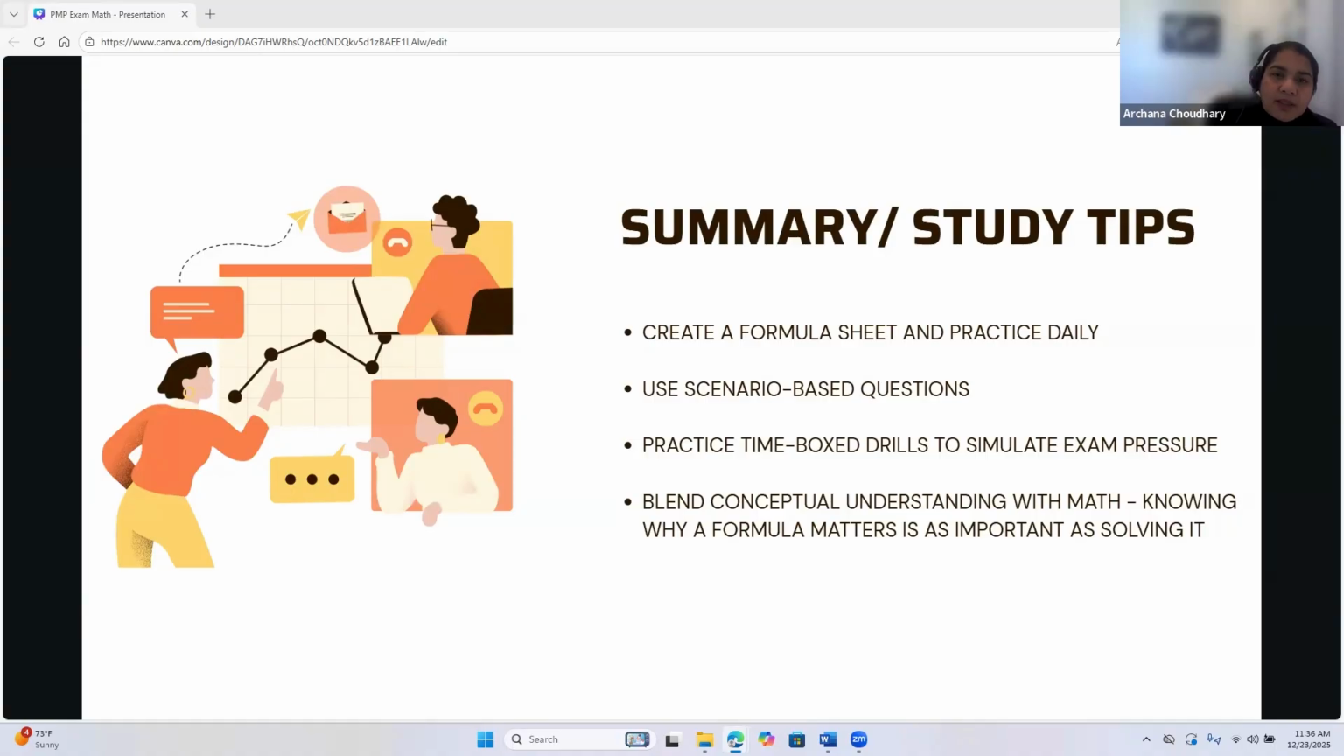So the tip here is, if the question says current performance is expected to continue, use BAC by CPI. If it is a one-time issue, use AC plus BAC minus EV.